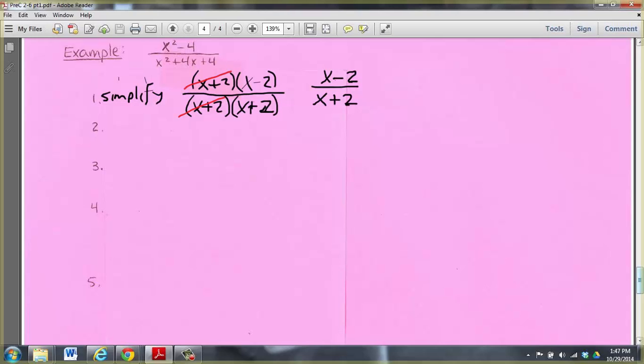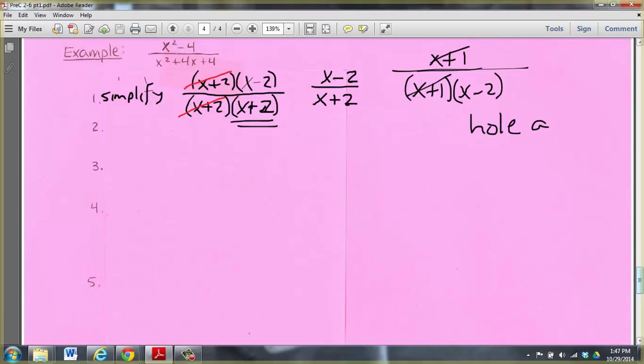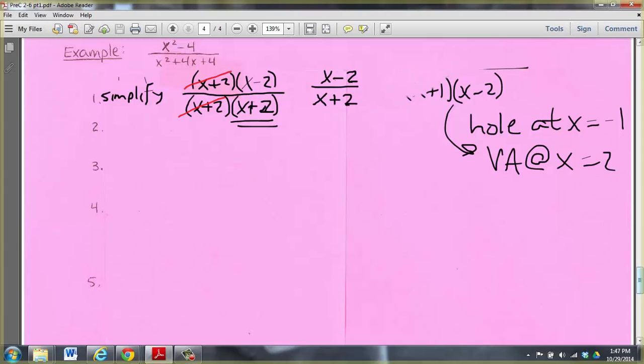If you were to have one thing cancel out that was different than what was still there, you would have a hole. Let me give you an example as long as I'm talking. x plus 1 over (x plus 1)(x minus 2). Okay? These x plus 1's cancel, but there would be a hole at x equals negative 1, and still an asymptote at x equals 2. But that's perhaps a topic for another time.